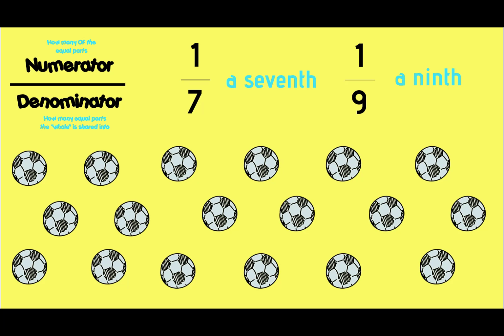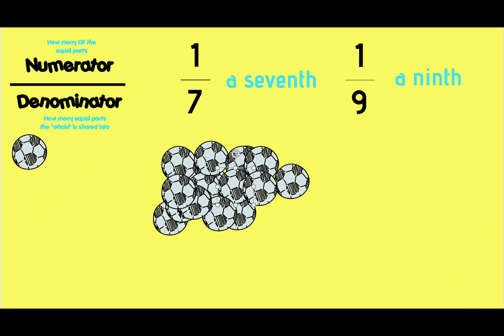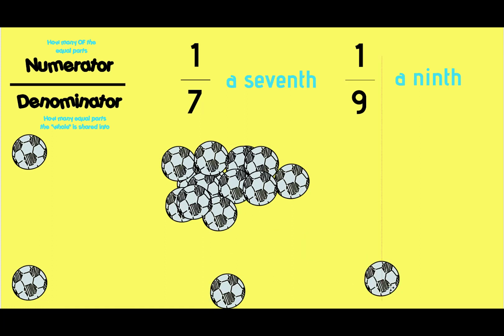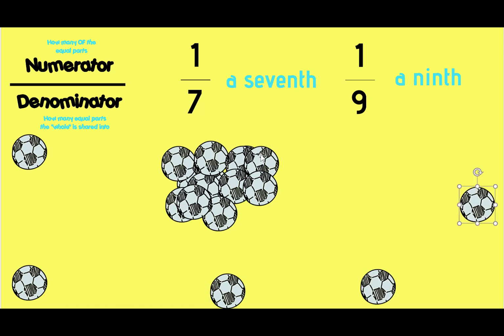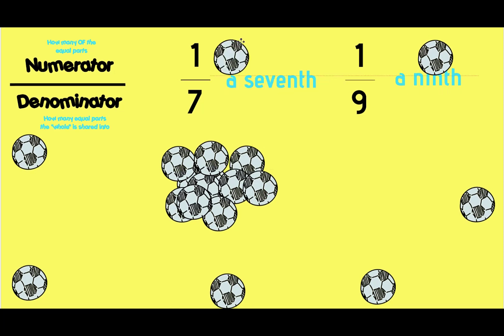So on the screen, I have a group of footballs, and can I share them into a 7th? Can I find a 7th of these footballs? Can I find a 9th of these footballs? So let's have a go at our 7th first. So I want to find 7 groups. So I might start by putting all of the footballs into the middle and then finding 7 groups. So 1, 2, 3, 4, 5, 6, 7.